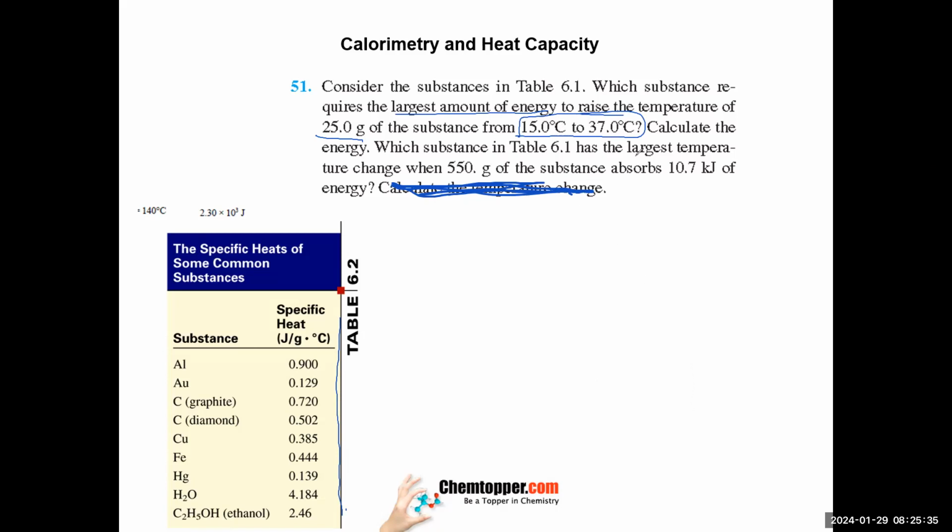Okay. Now read the second part. The largest temperature change. Who will show you the largest temperature change? It means more rise in temperature when this much amount of heat is given. The largest temperature change will be shown by gold.